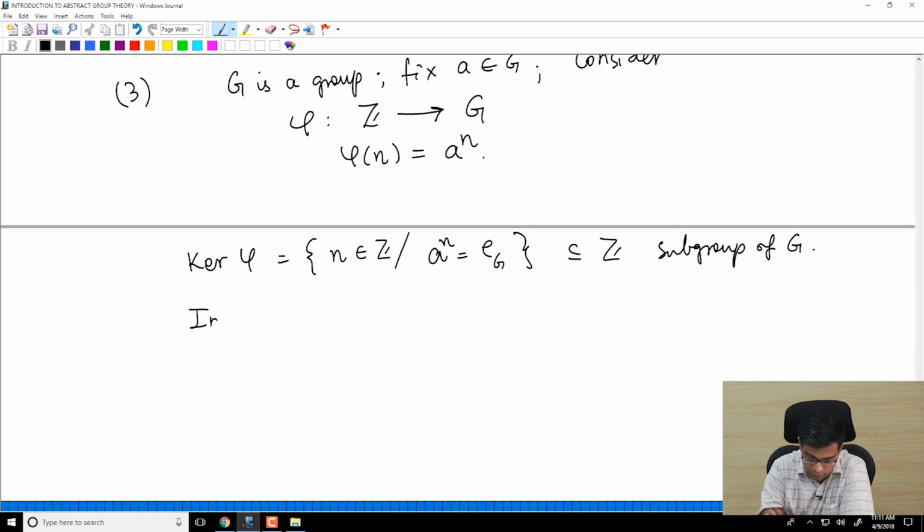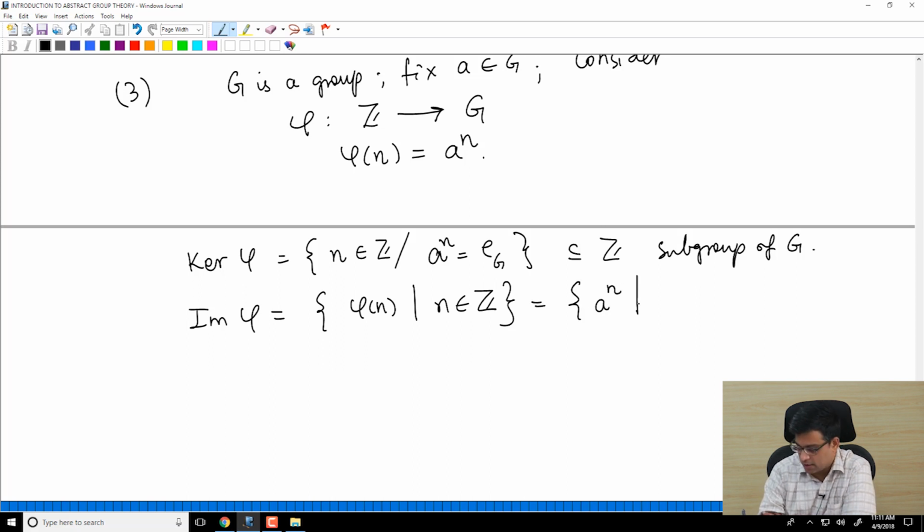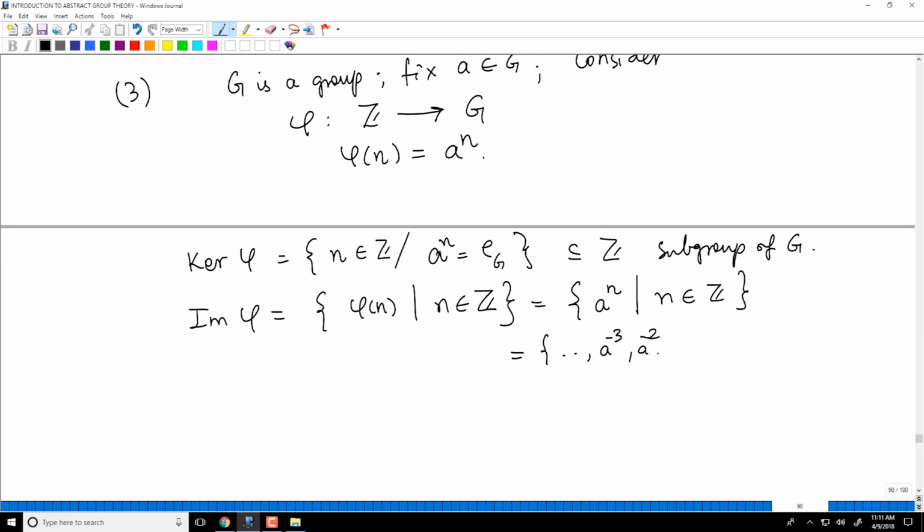What is the image of phi? This is a power n. So remember, this is phi of n as n varies over integers. This is by definition the image of phi. But what is phi of n? This is just a power n as n varies over integers. In other words, this is just a to the minus 3, a to the minus 2, a to the minus 1, a to the 0, which is e, a, a squared, and so on. If you remember from a previous video, we gave a name for this group. This is simply the subgroup generated by a.